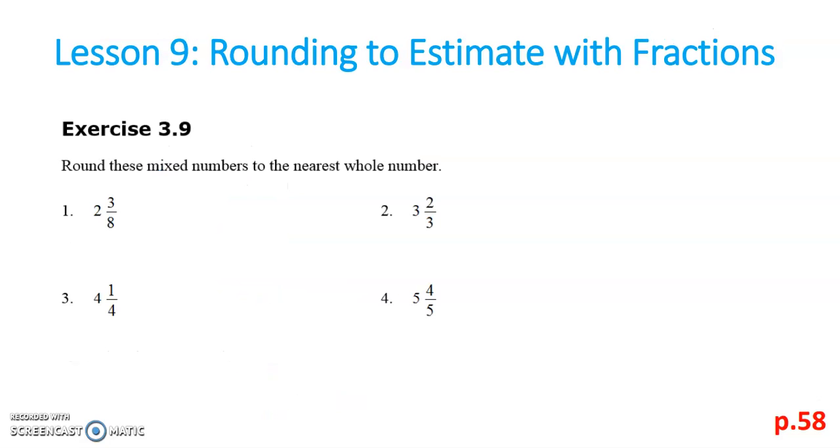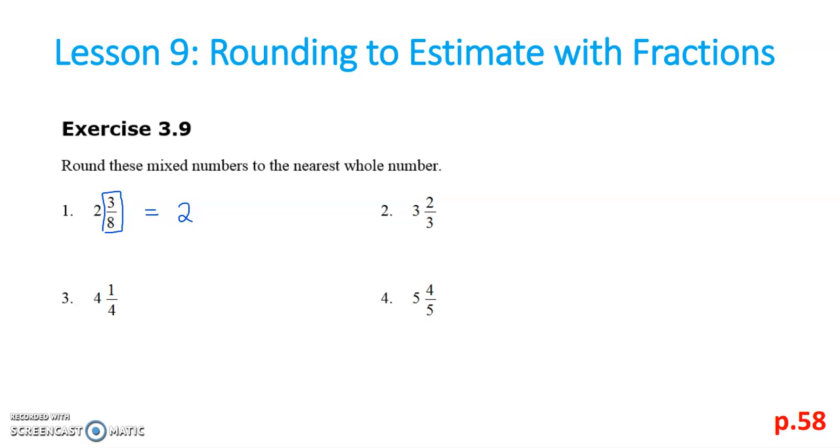I'm just going to do a few more questions from the exercise. You can either stop the video or you can follow along with me. So we're going to round these mixed numbers to the nearest whole number. So for number 1, we have 2 3/8. 3 out of 8 is not a pass. That's not halfway. So this will round down to 2.